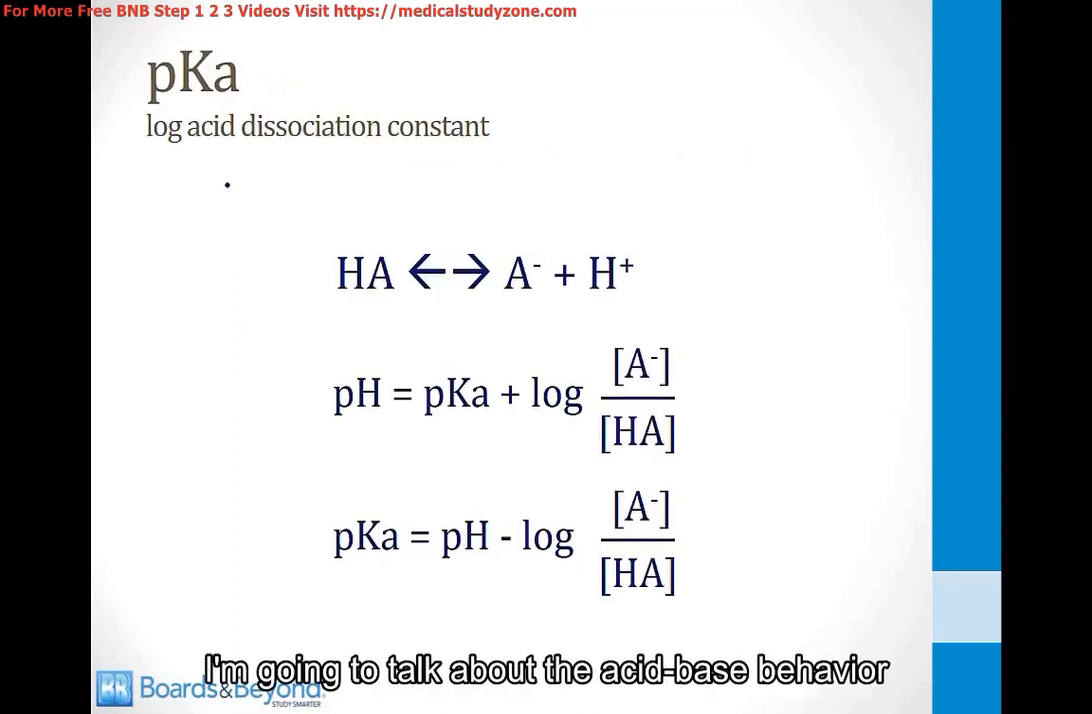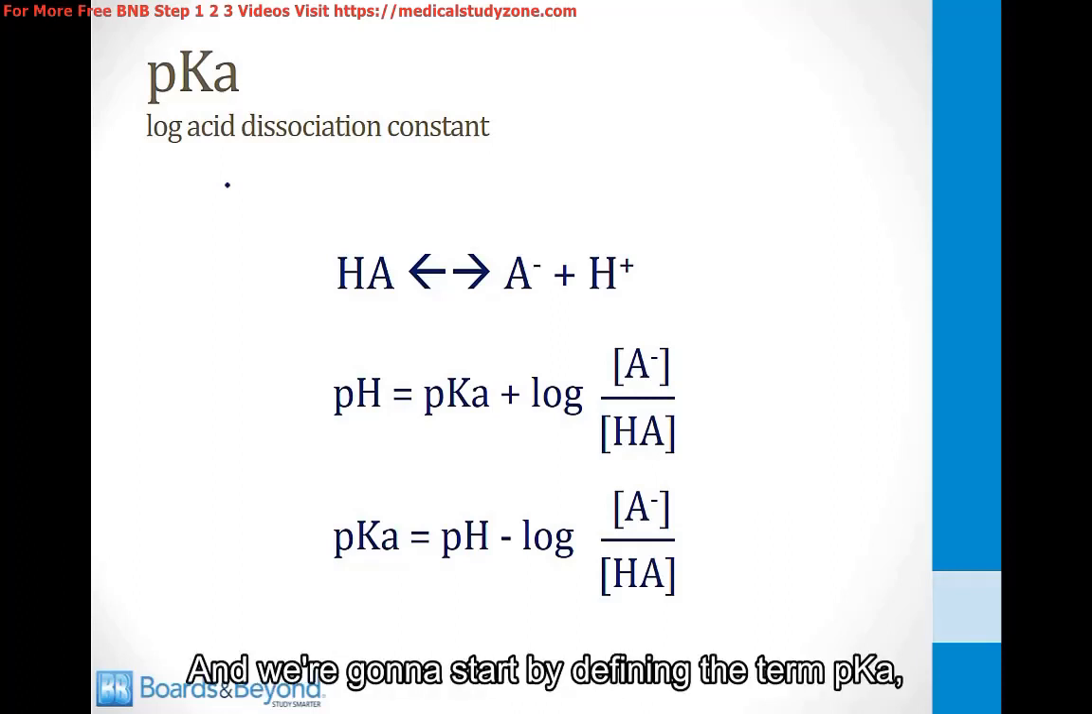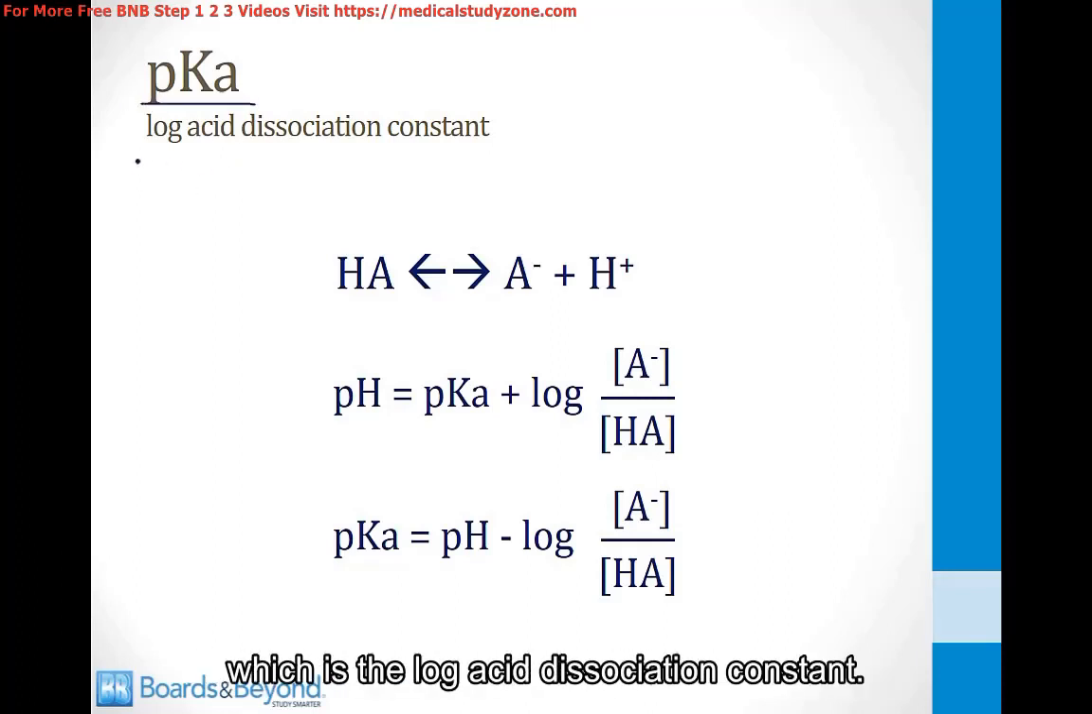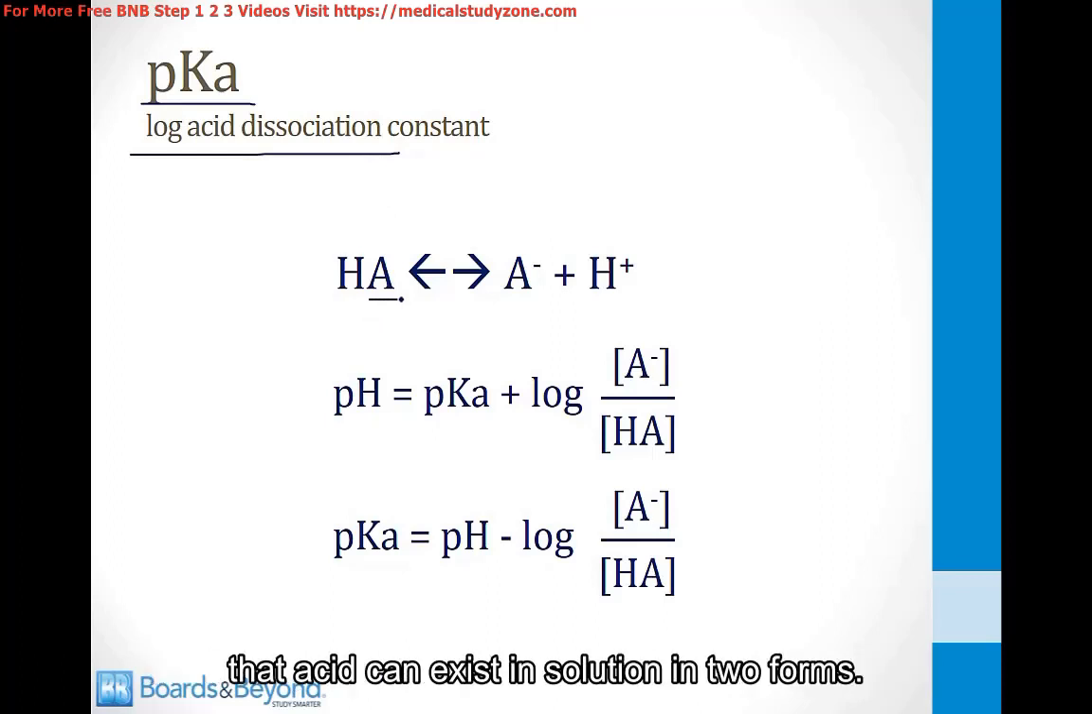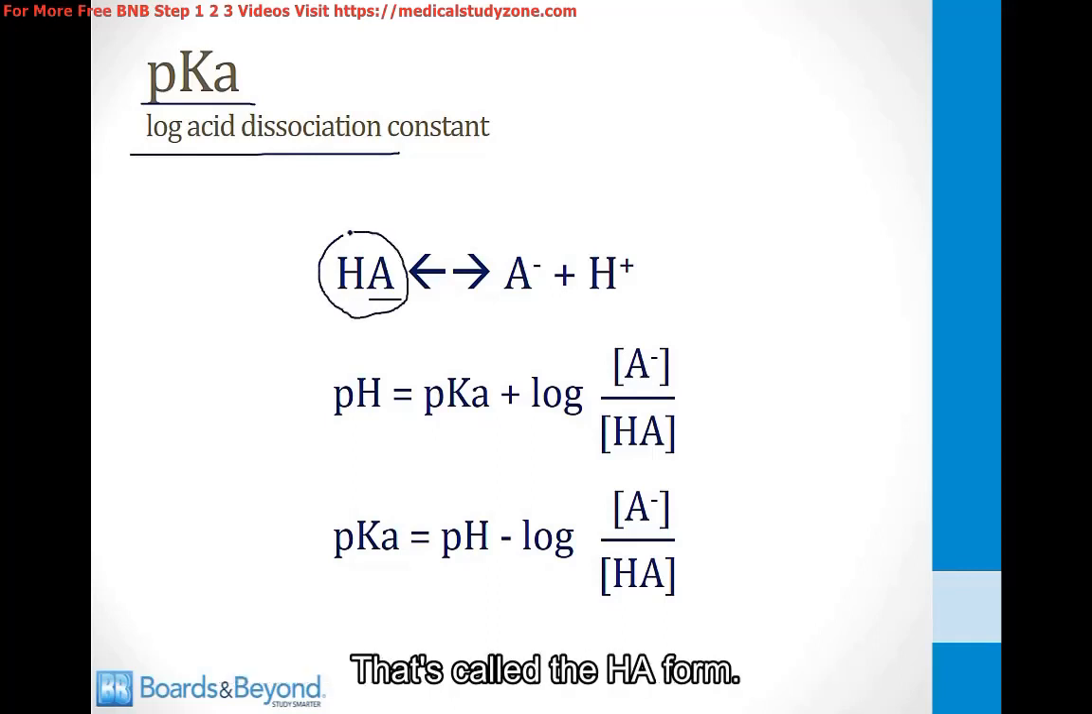For the next few slides, I'm going to talk about the acid-base behavior of amino acids, and we're going to start by defining the term pKa, which is the log acid dissociation constant. So for any acid, which I've noted by the letter A here, that acid can exist in solution in 2 forms. In one form, it can be holding onto a proton. That's called the HA form.